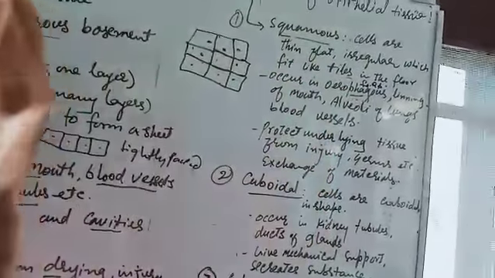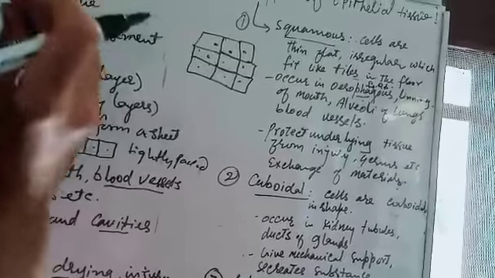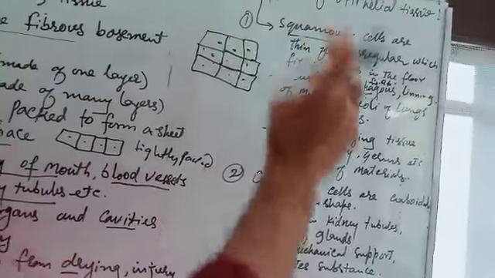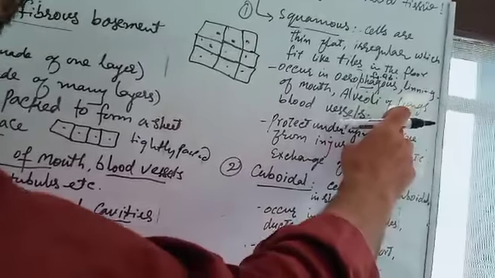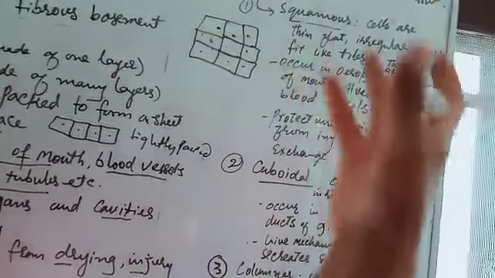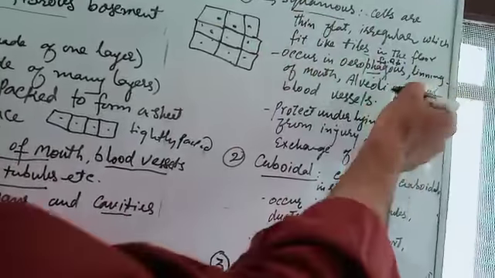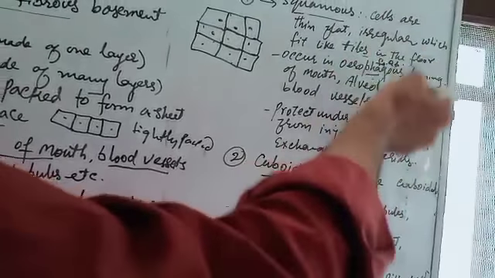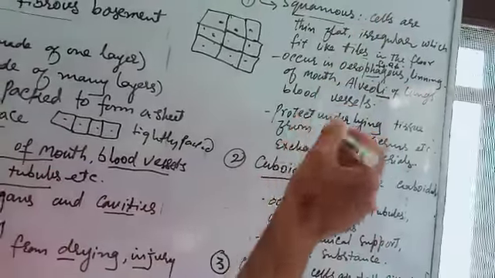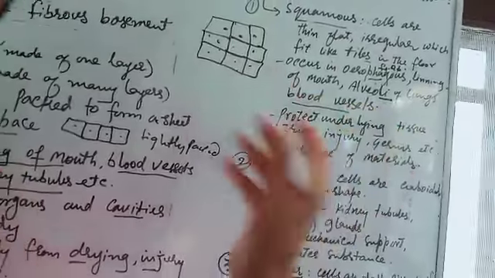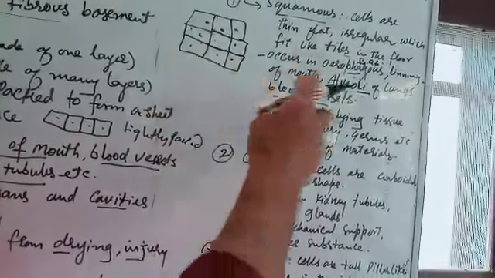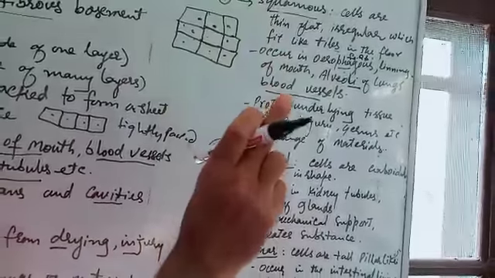Lining of the mouth, it is formed of squamous epithelium. Alveoli of lungs, through which your oxygen and carbon dioxide get exchanged, are made of squamous epithelium. And the interior part of the blood vessels is made of squamous epithelium.